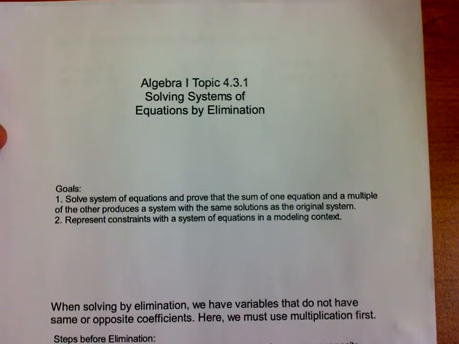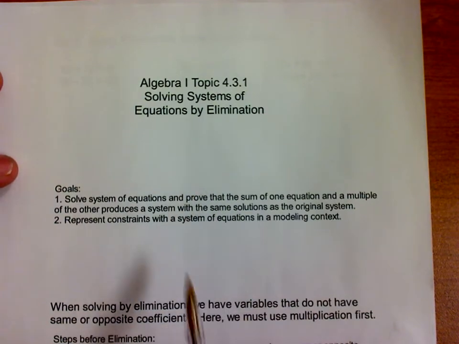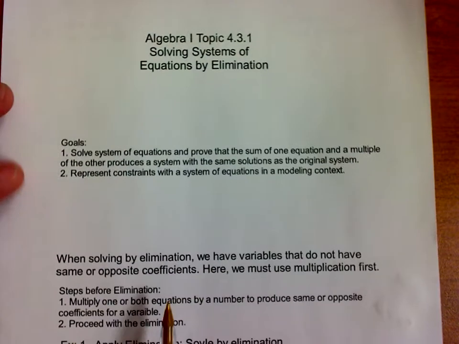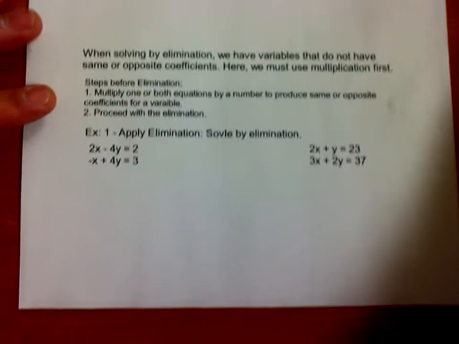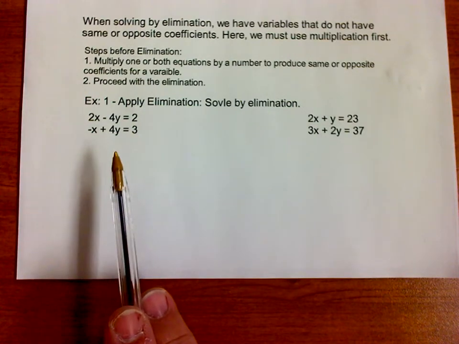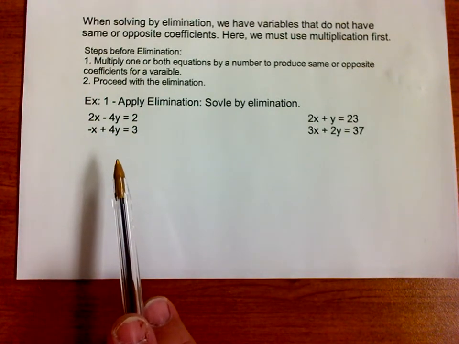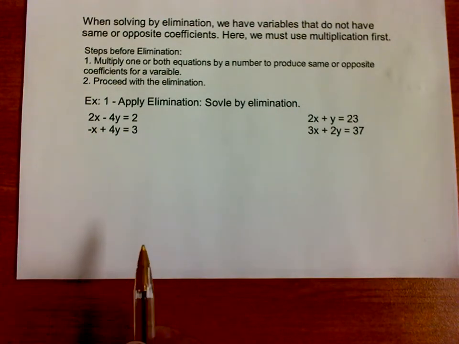Okay, today we're going to be solving systems of equations using elimination. Last week we used substitution, which is basically solving for one of the variables in one of the two equations, then substituting that value into the second equation to get a variable equal to a value, and then simply plugging that back into either equation to get the full coordinate point.